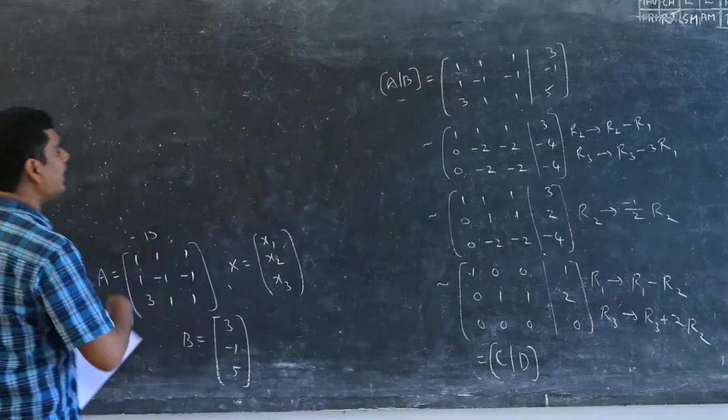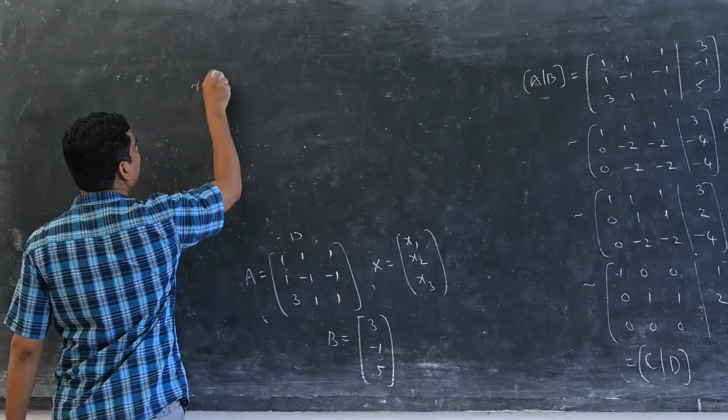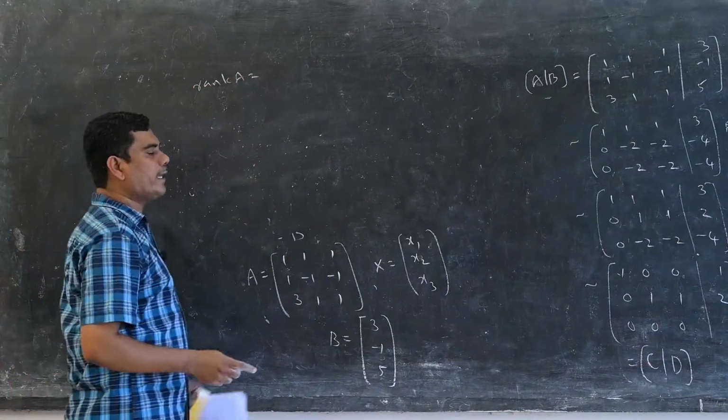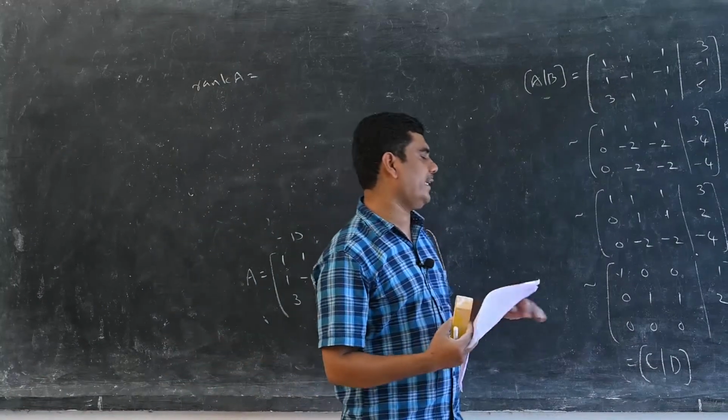Now rank A is equal to the number of non-zero rows in C.